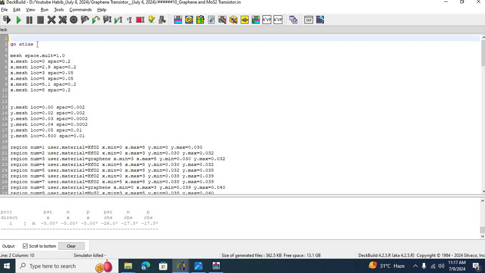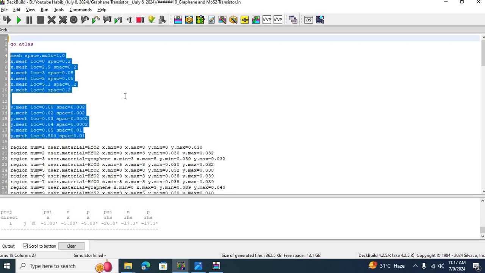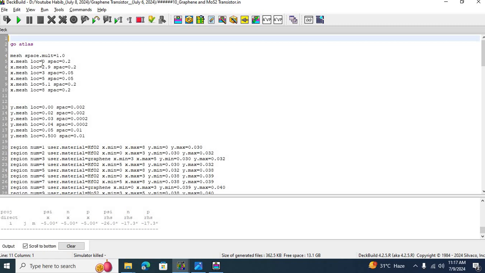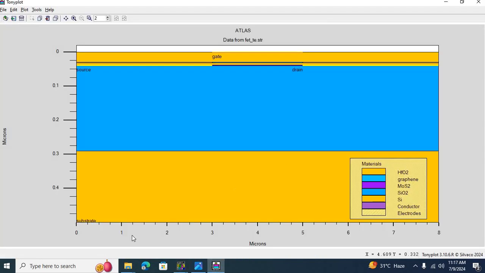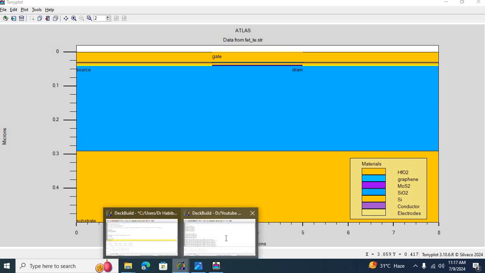So I start with Go Atlas. I'm going to perform the simulation in the Atlas module of Silvaco TCAD. Here is the meshing part. My structure is running from 0 to 8 micrometers in the X direction and from 0 to 0.5 micrometers in the Y direction. As you can see over here, running from 0 to 8 micrometers in the X direction and from 0 to 0.5 micrometers in the Y direction.